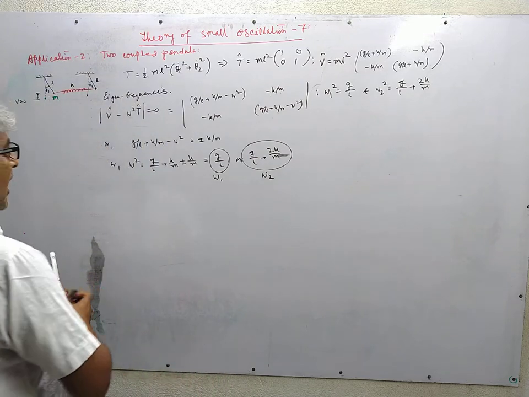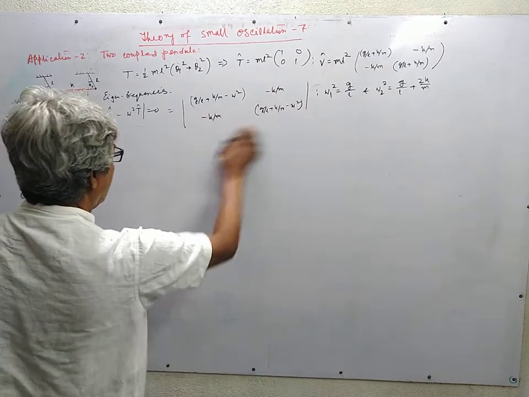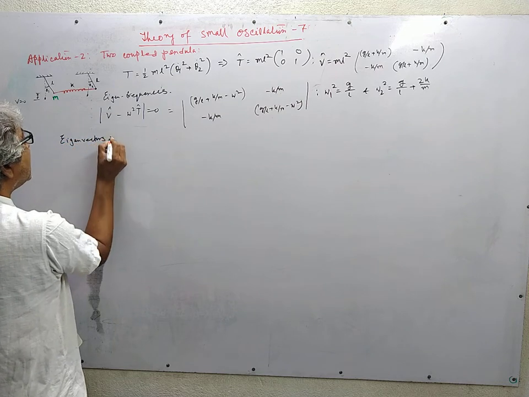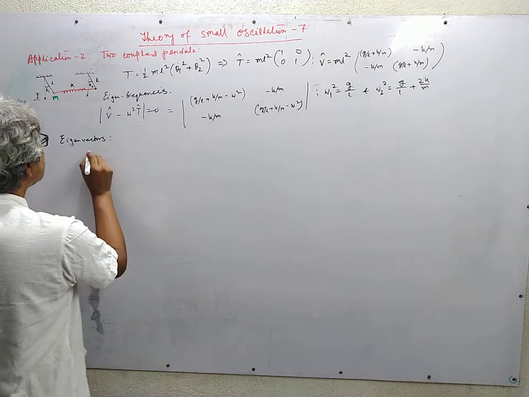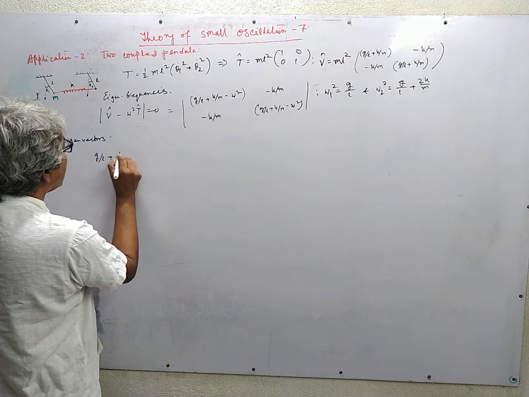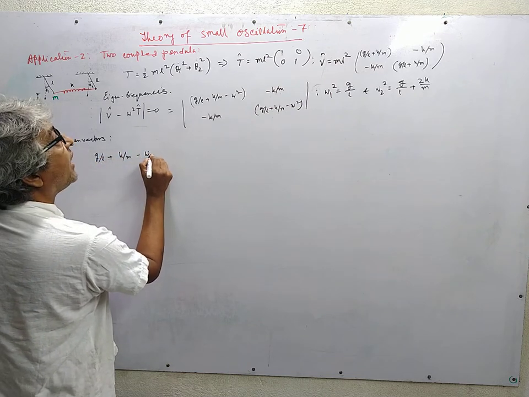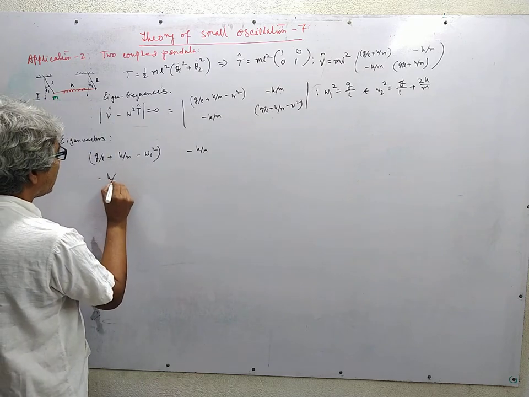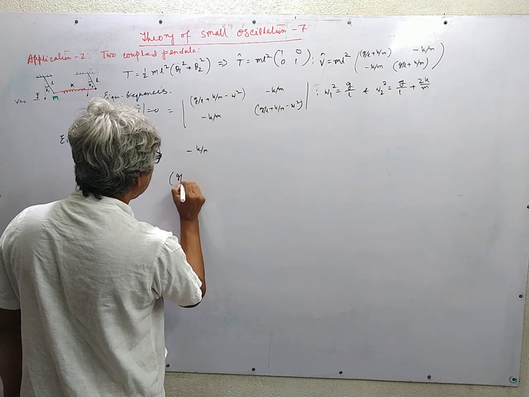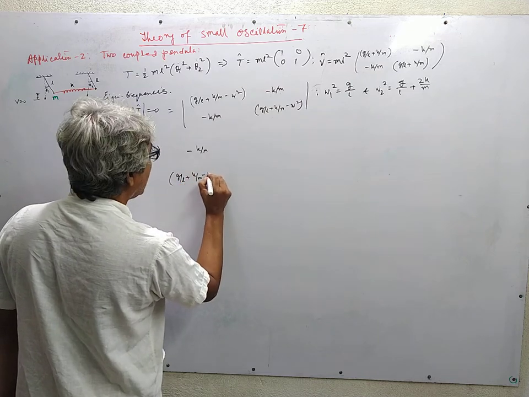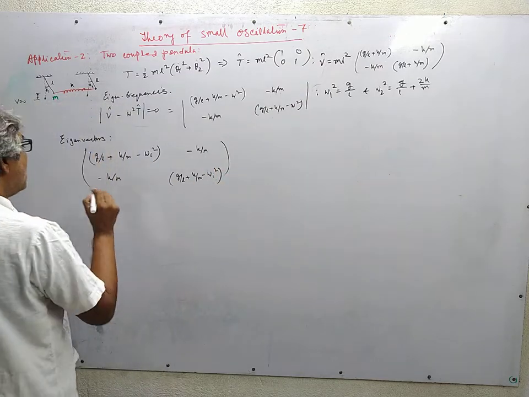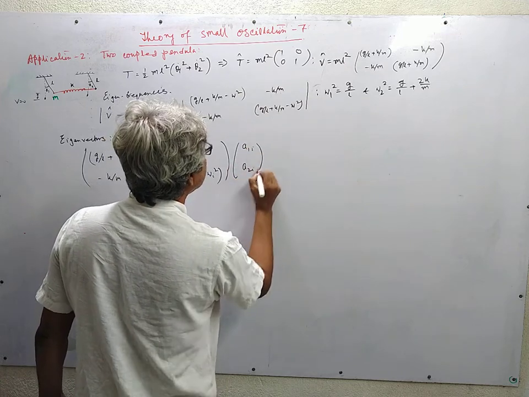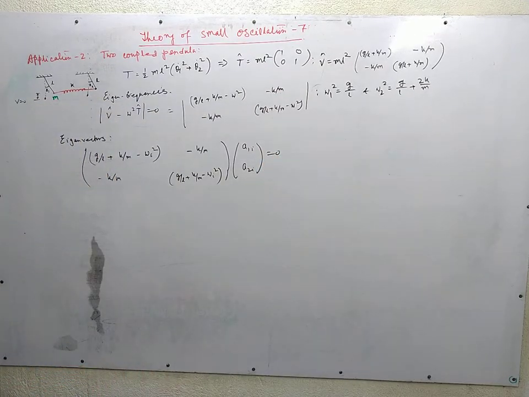Now coming to the eigenvectors. Eigenvectors are obtained by solving this equation, that is the matrix with entries G/L + K/M - omega i square, minus K/M, minus K/M, G/L + K/M - omega i square, when multiplied by A1i, A2i is equal to 0. This is the secular equation.